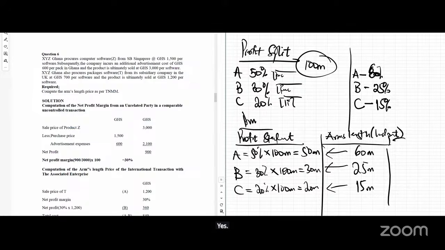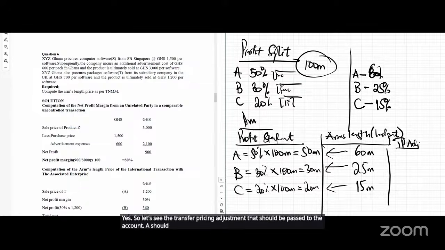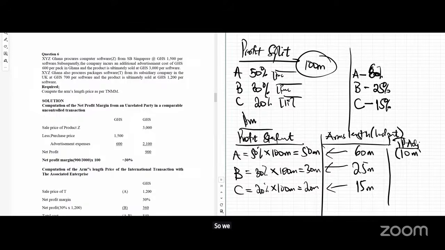So let's see the transfer pricing adjustment that should be passed to their account. A should have charged profit of 60, but he charged 50. It means that he has understated profit by 10 million. So we add 10 million to his profit.